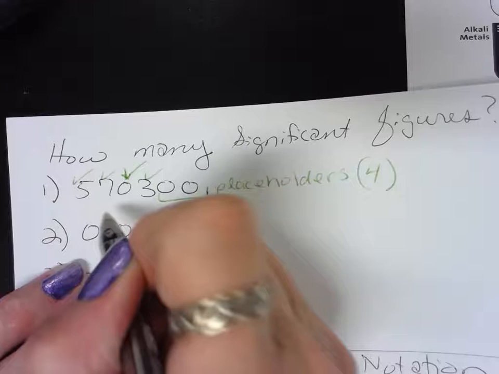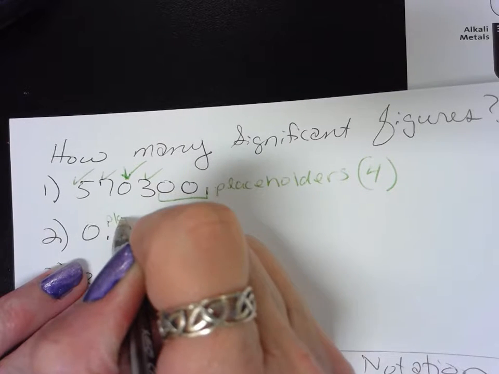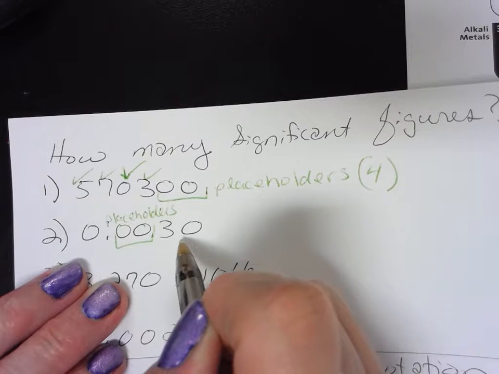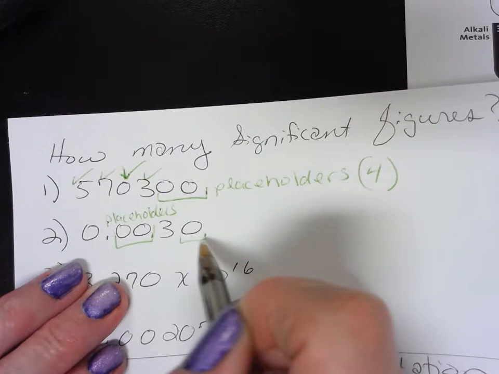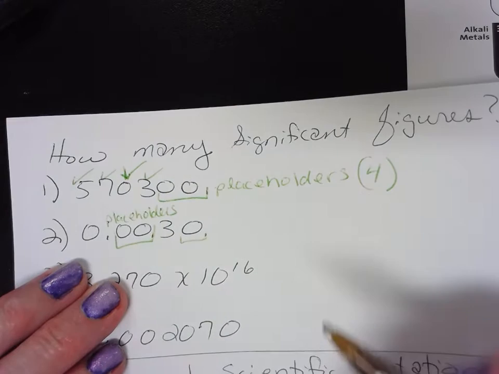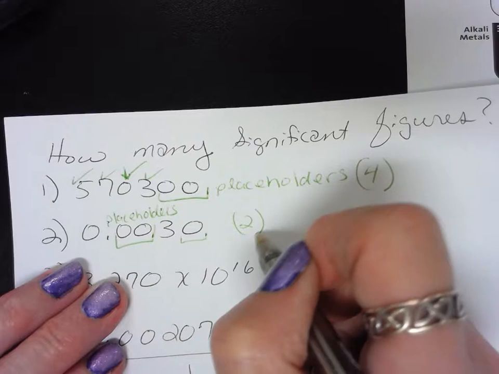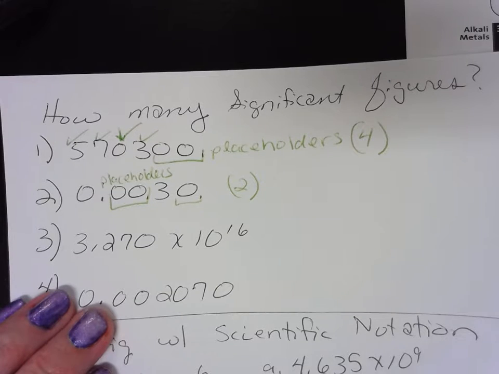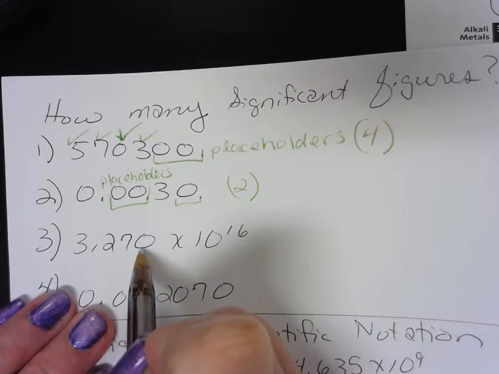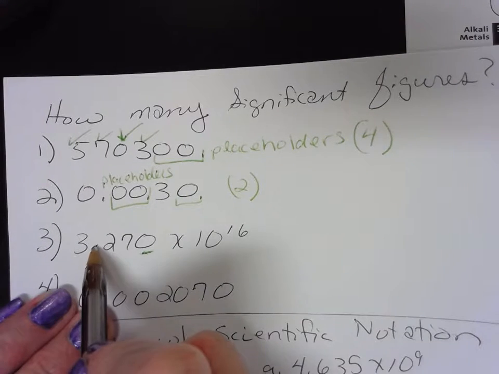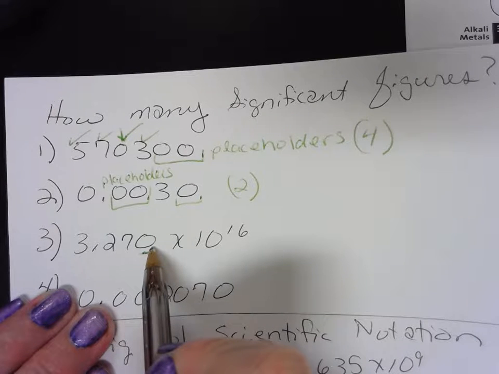These right here are placeholders. This is significant because it is to the right of a decimal at the end of a number. This one has 2 significant figures. This 0 is significant because it is to the right of the decimal at the end of the number.